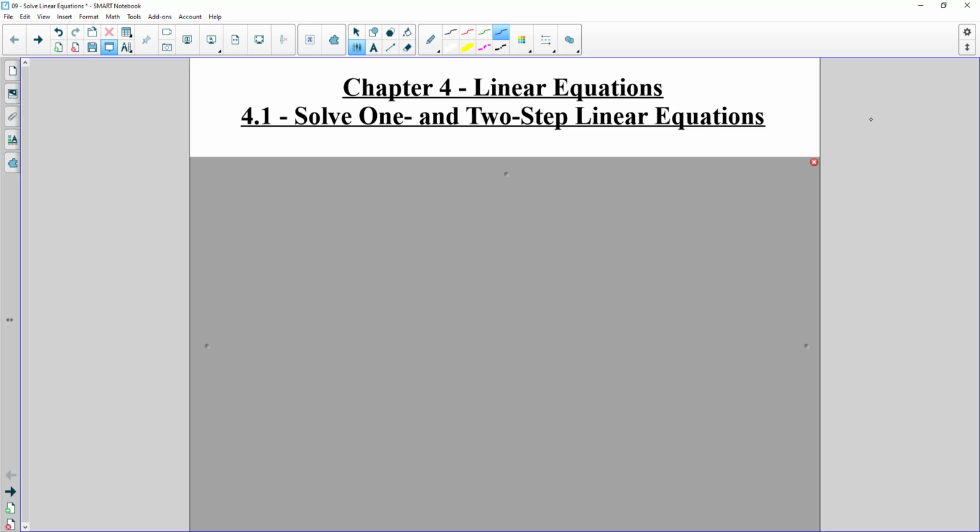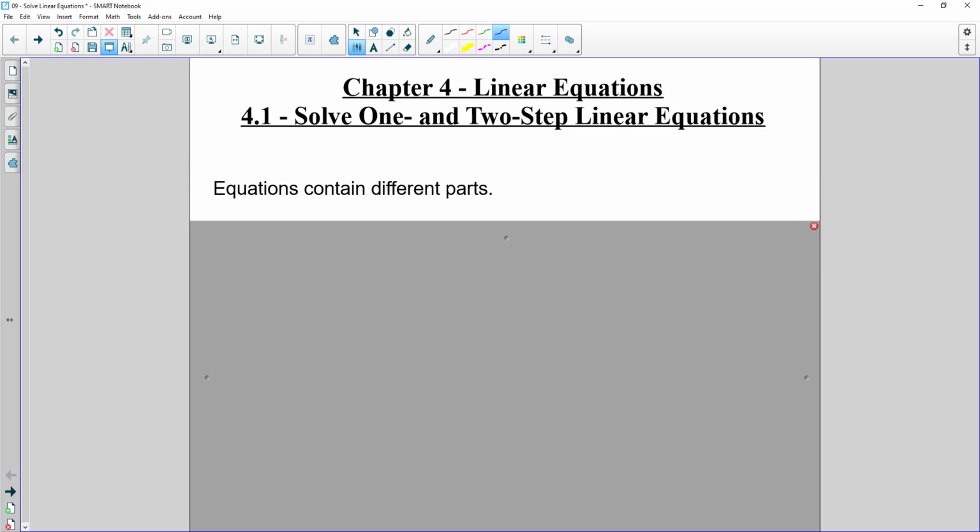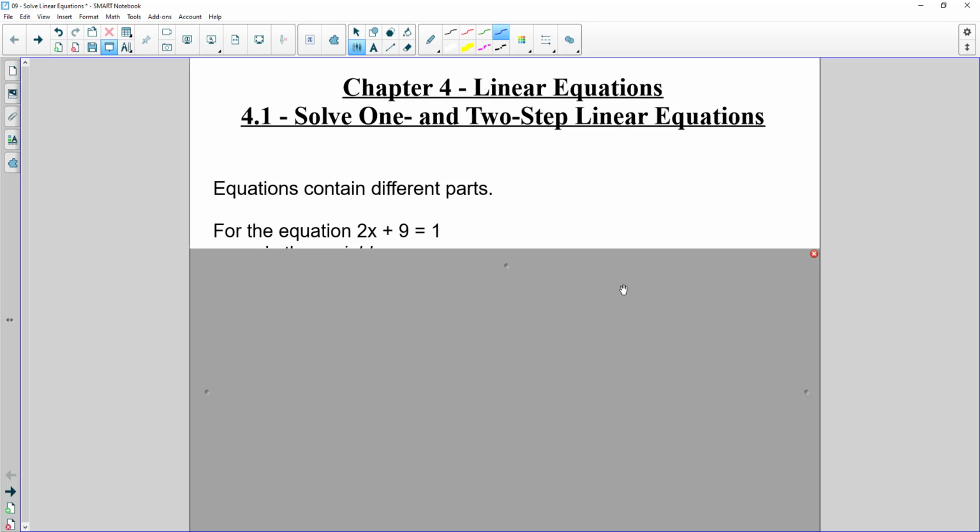When we have a linear equation, there are different parts to the equation. I've made the analogy to the English language before. In a sentence, there are nouns and verbs, and we need to arrange those in a certain way in order for the sentence to make sense. Same thing is true for a linear equation. So for instance, if we have this equation, 2x plus 9 equals 1, there are 4 different items to this question. There's the 2, the x, the 9, and the 1. And they have different names to them.